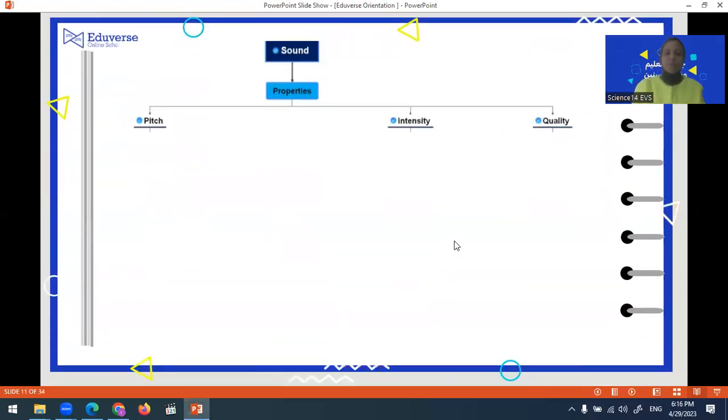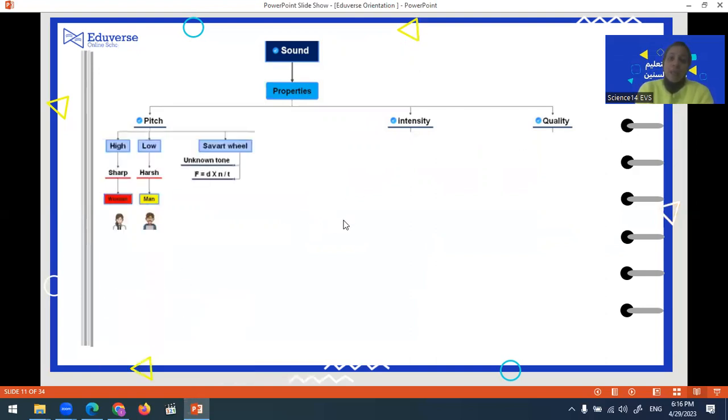Okay, let's look a little deeper at the sound. For example, we have properties of the sound. How can our ear distinguish between different sounds coming from different things or people or even animals? First, we have 3 different properties. The first, we can call the sound pitch, and the second will be the intensity. The third will be the quality.